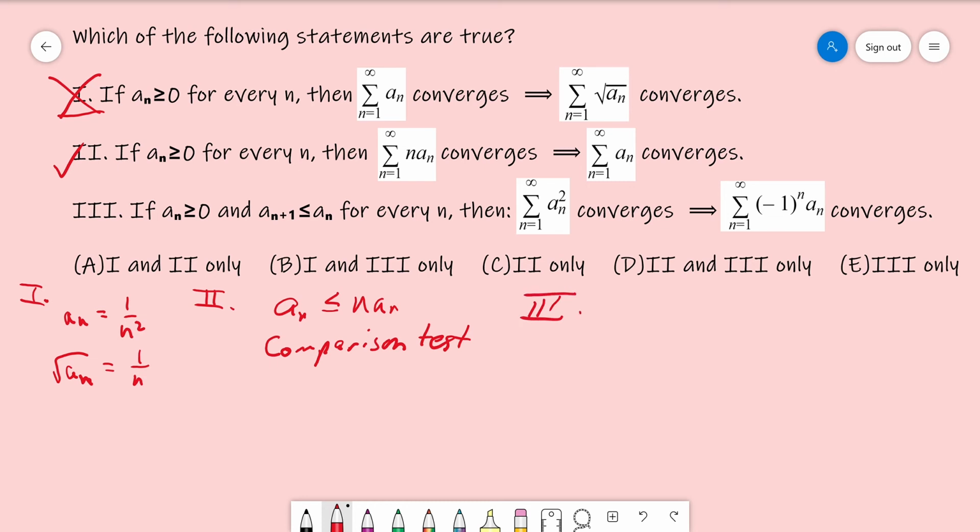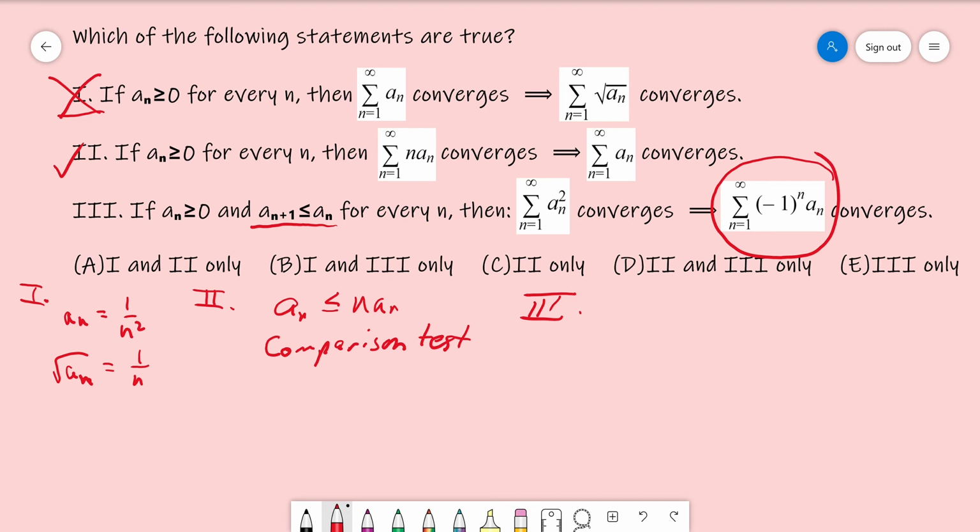And the third one might be the hardest or the trickiest one. We're told that the a(n)s are positive, greater than 0, and a(n+1) less than or equal to a(n) means that they're monotonically decreasing. In other words, each term is less than the previous one. And then we're asked, is it true that if the series of the square of the terms converges, then the alternating series also converges?